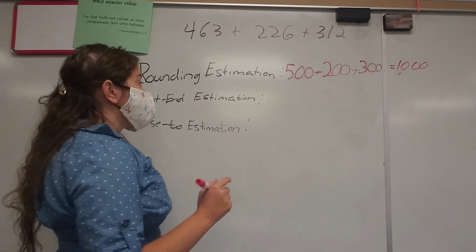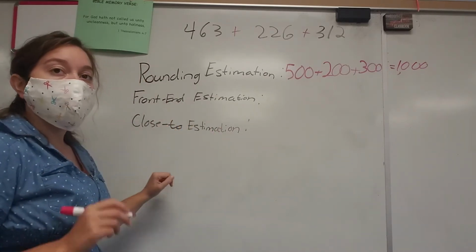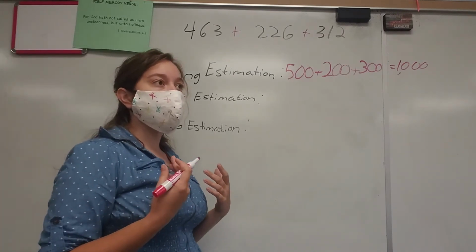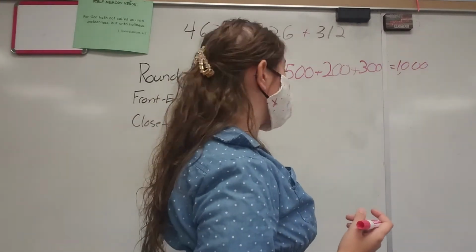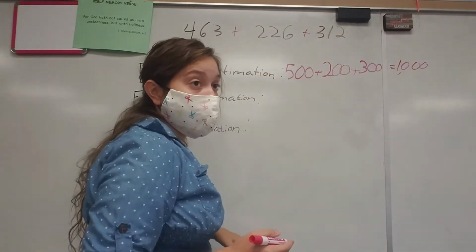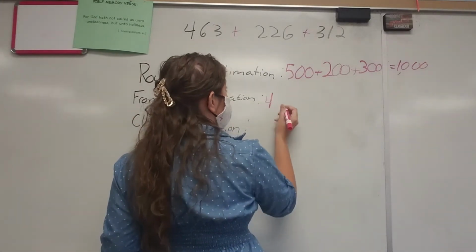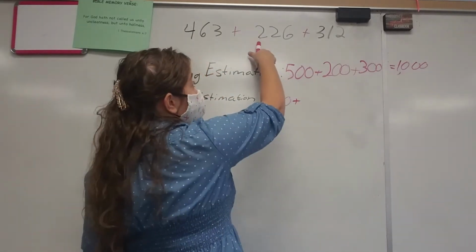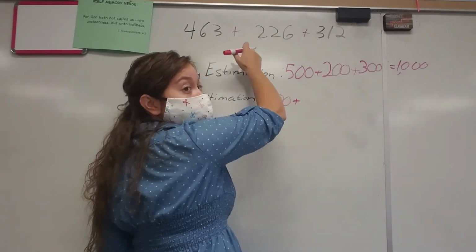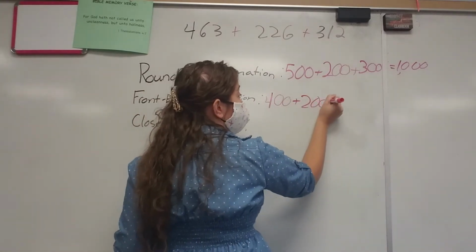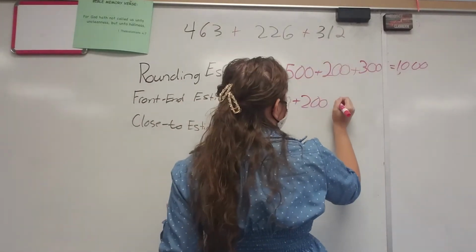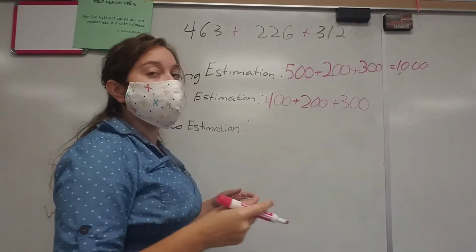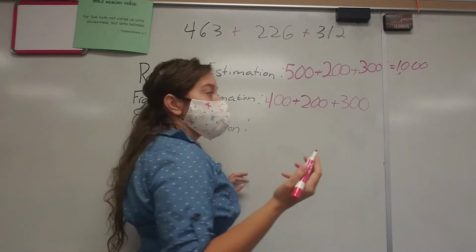Okay? Now, front end is kind of different. You're not necessarily rounding. In front end, you just keep the front number the same and make anything after it a 0. So I'm going to keep my front number, which means my very first number, the same. Anything after it becomes a 0. And the same thing here. Keep my front number the same. Anything after it becomes a 0. That one doesn't make as much sense, does it? But let's see what we get.